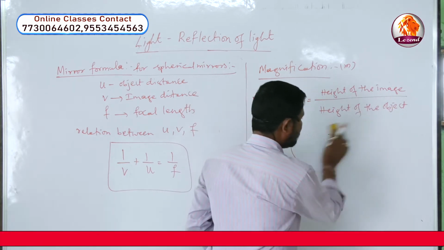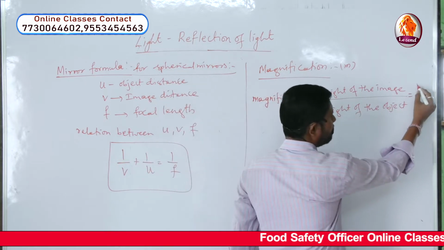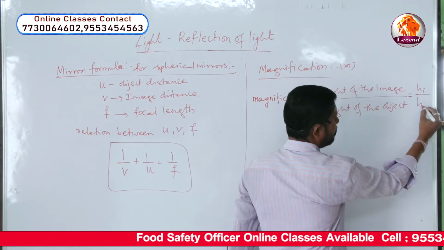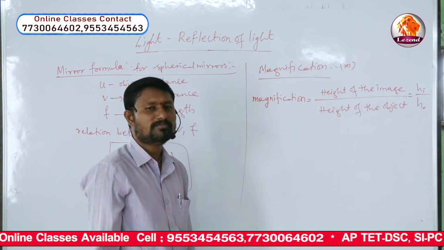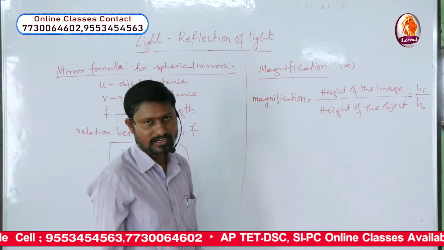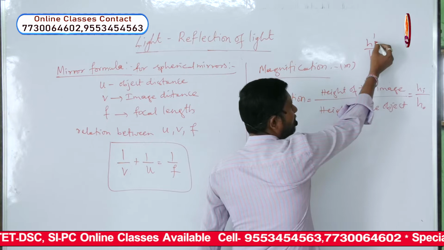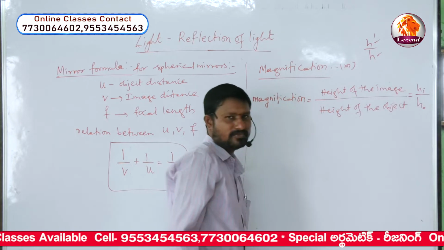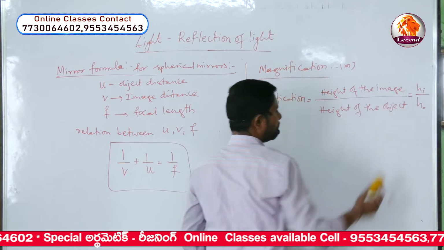So height or size of the image by size of the object. This we represent with HI by HO. HI means image size, and HO is object. O stands for object, I stands for image. Sometimes they keep H dash by H, H dash for image, H for object, whatever it may be. Depending upon the supposition, you can use anything.